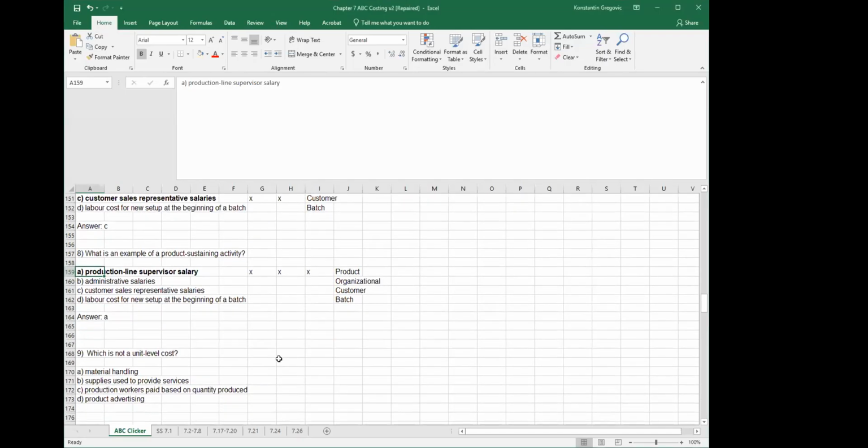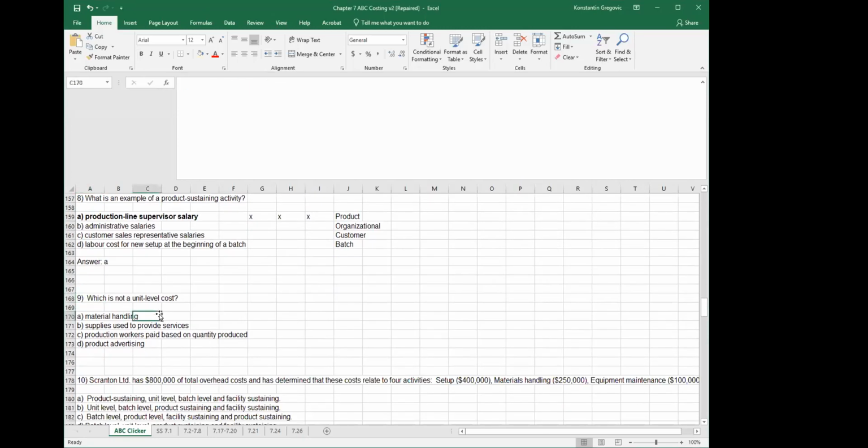Okay, let's go on to unit level cost. This one's a little more tricky. So unit level cost, is that material handling, supplies used to provide service, production workers based on quantity produced, or product advertising? Remember, unit level based on production.